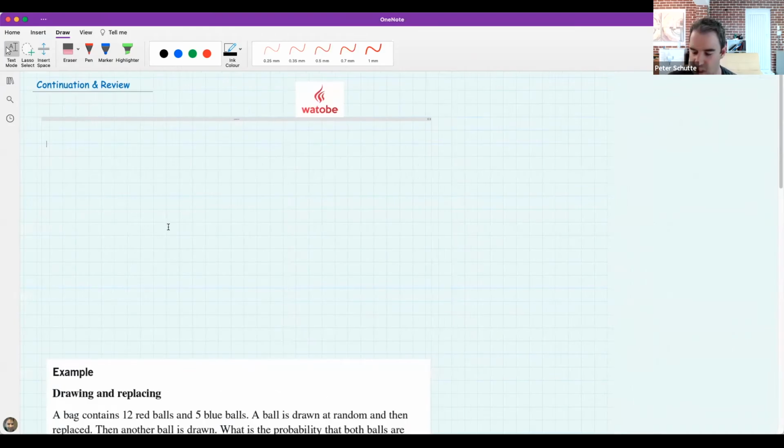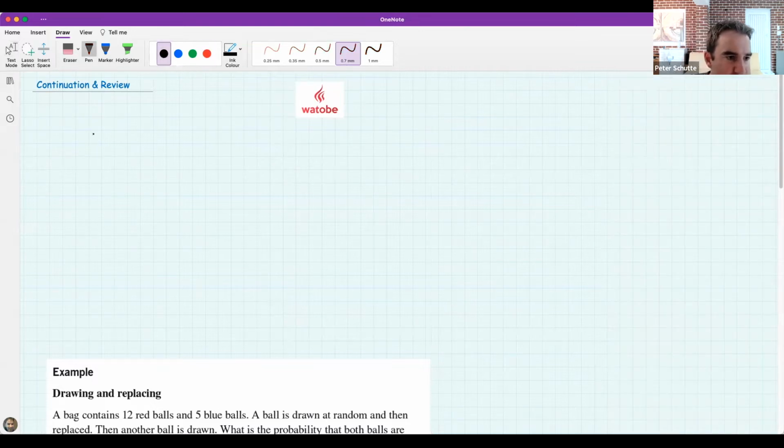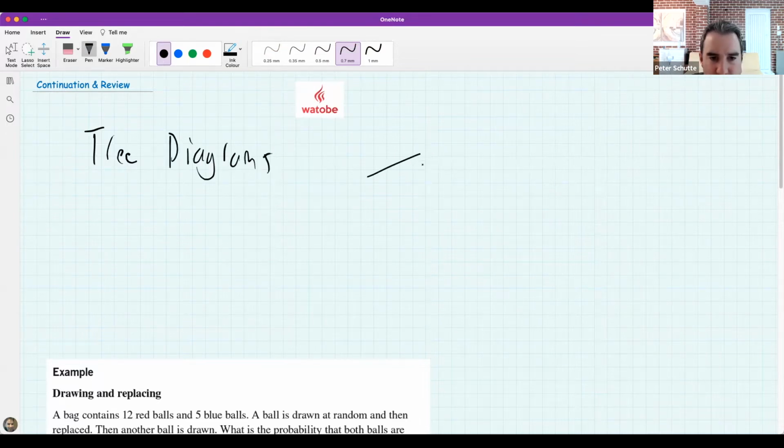Continuing from the last lesson. The last lesson was all about calculating probabilities with tree diagrams. Are there any questions about tree diagrams before we start our first example? I just want to give a chance for any questions based on the previous lesson. Otherwise, we'll start straight away.